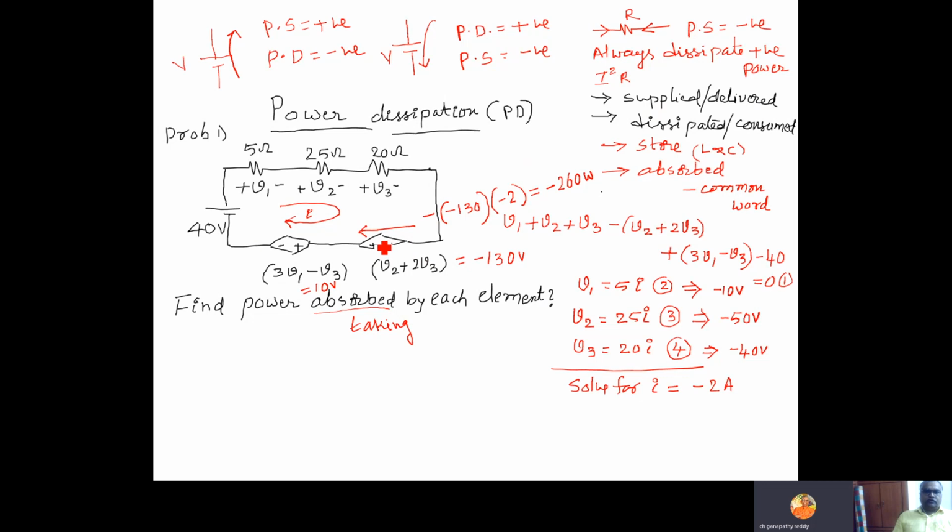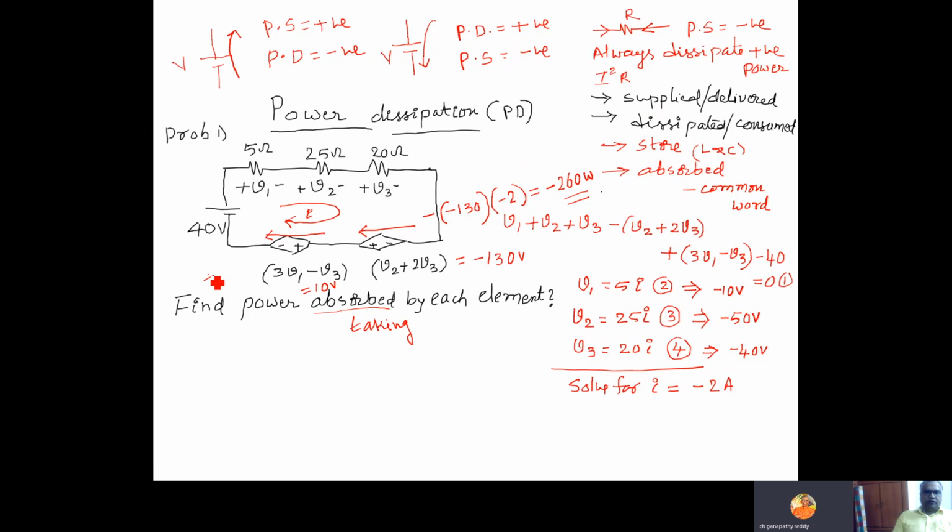Minus 260. So this source is absorbing minus 260, which means it is really supplying a power of 260. So this is the answer. Then coming to here, current is flowing from positive to negative. When current flows from positive to negative, the power dissipation is positive. So we want absorbed only, na?